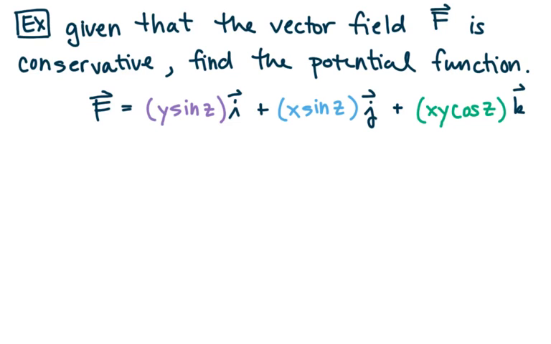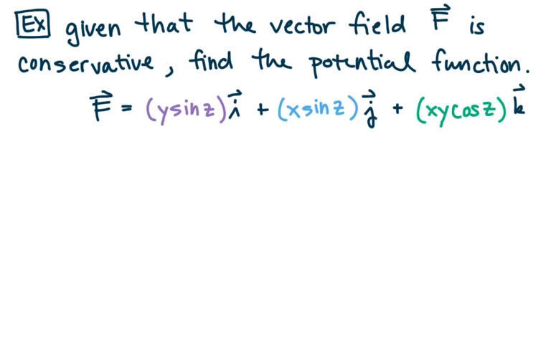Welcome. In this video, we're going to do an example where we are given a vector field, capital F, which is conservative, and we're asked to find the potential function, which is going to be little f. So the vector field F is equal to y sine z i plus x sine z j plus xy cosine z k.